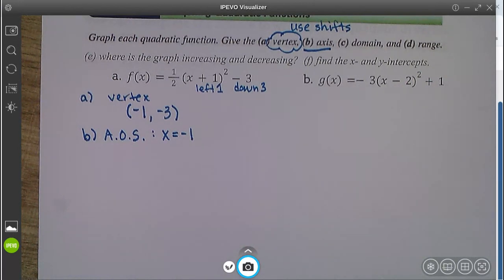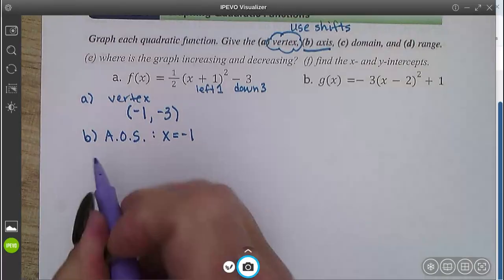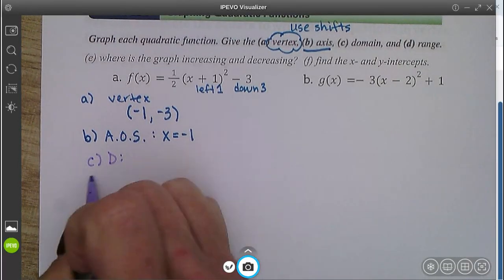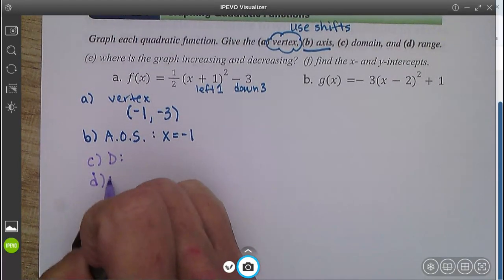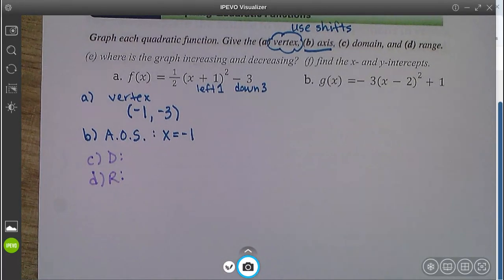Okay, C, the domain and range. I'm going to come back to those. And I don't really like how my math lab asks you to do domain and range, because they ask you for domain and range before they ask you to do the graph. And to me, that's just backwards. So we'll come back to those.